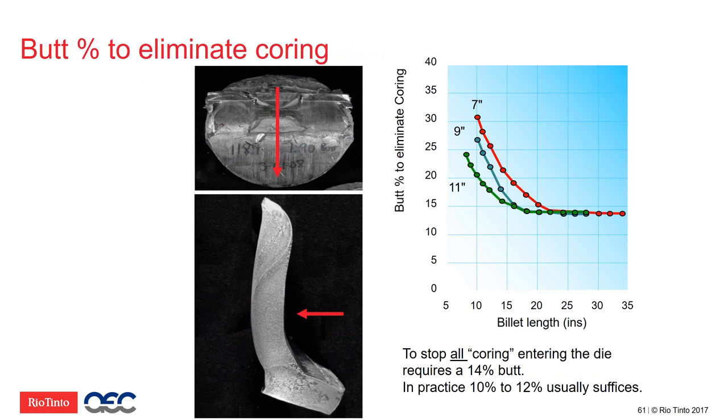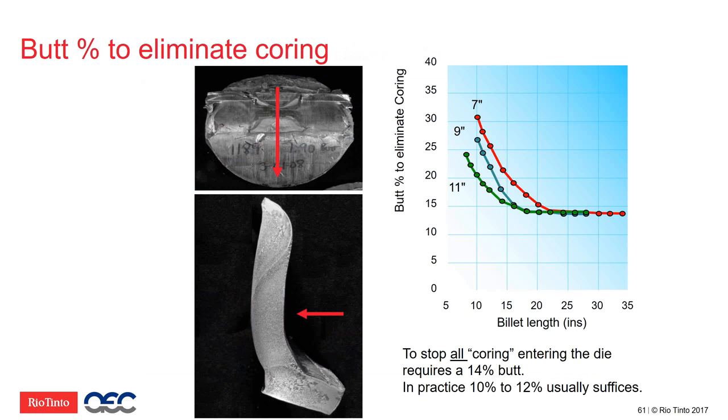So at 14% of the remaining billet length, that's when the coring, basically the billet skin, starts flowing toward the center of the extrusion passing through the die, okay? So extruders have various techniques to eliminate this coring. It can be left in the butt, the most common area. It can be part of a little bit inside the die that would be pushed on the front and be scrapped as well. So there are different areas like this.